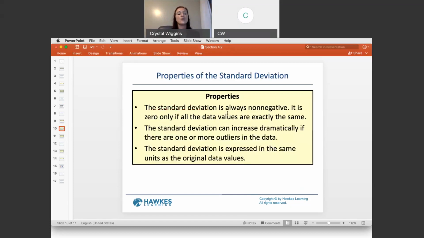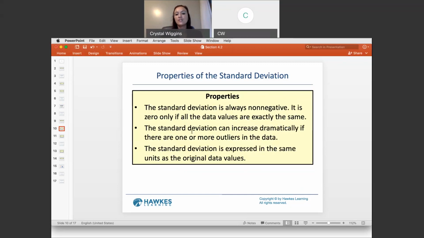The standard deviation is always non-negative. We're not using the word positive because 0 is not positive or negative. Non-negative means that 0 can be a standard deviation, but standard deviation cannot be negative. It is 0 only if all the data values are exactly the same. So if I gave you an exam and every single person got a 90, the standard deviation would be 0 because no data values deviate from the mean. If everyone gets a 90, the mean is 90, there's no deviation.